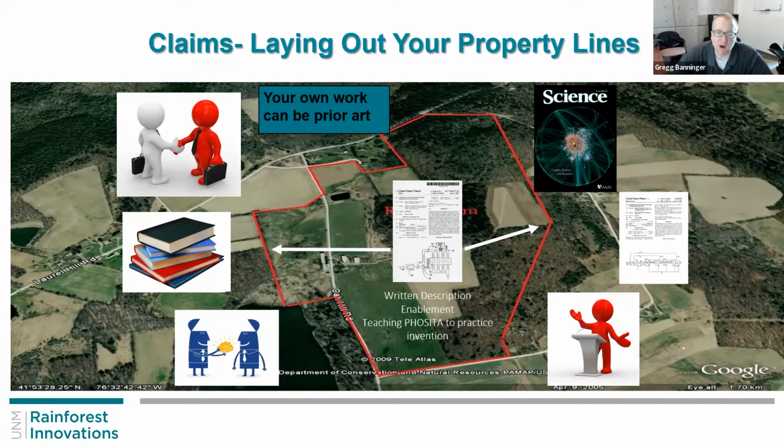Your own work can be prior art. We tend to see that often, especially in the university, where we have a patent, it gets published, it's publicly known, and then there are improvements later on where the old stuff eventually becomes prior art. That can be problematic at times. Eventually your own work will be cited against you in future things, and there are ways to work around that.